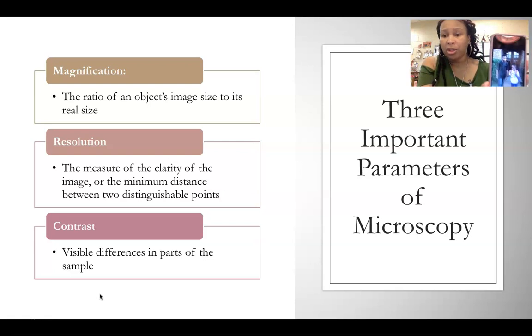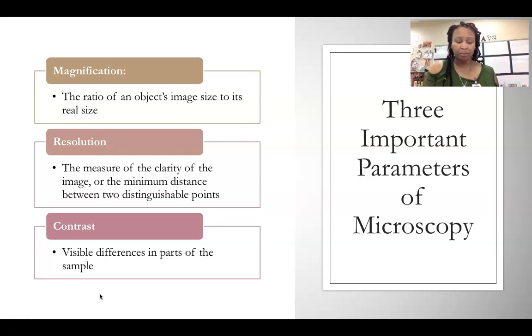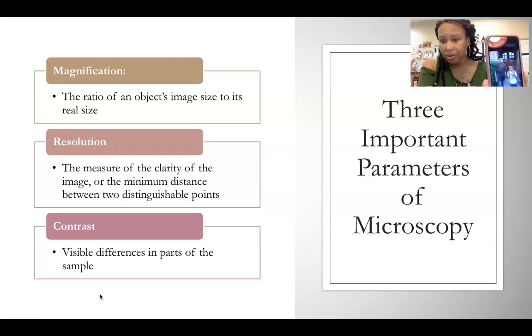And another parameter is going to be contrast. And contrast is just how good can I see the difference between the objects I want to see and the stuff that's in the background. Now, another thing I want you to observe about magnification is the field of view. I want you to notice that the bigger the magnification, the smaller the field of view. So if I want to see everything, I need to decrease my magnification. But if I just want to see more details, I'm going to increase the magnification, but that's also going to decrease my field of view. Okay?